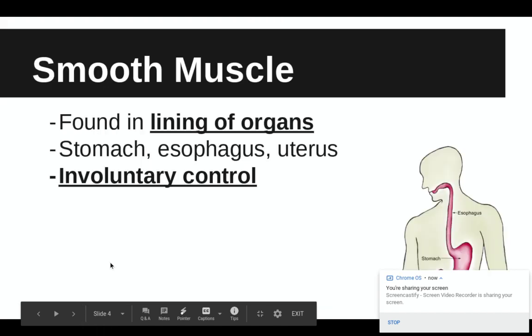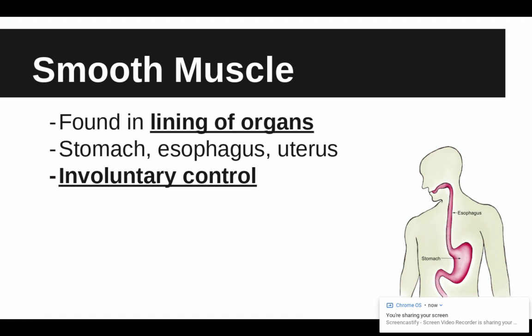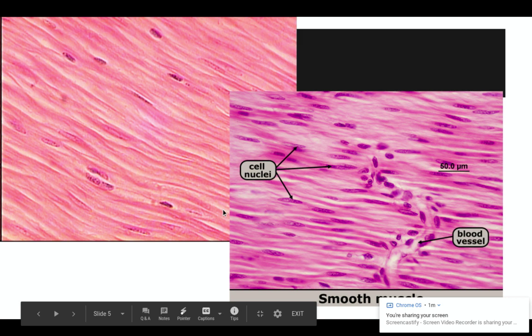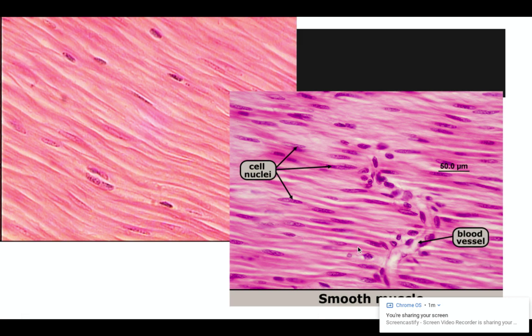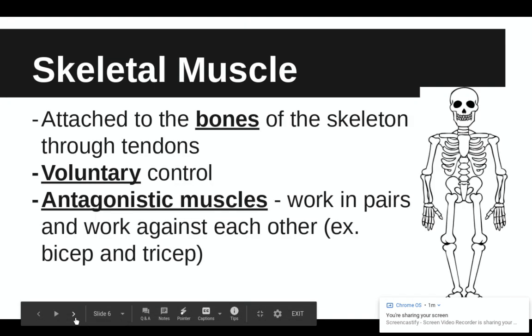Okay, there's smooth muscles. These are the muscles found in the lining of organs, such as your esophagus, your stomach, uterus for women. Okay, again, involuntary control. So this would be the muscles that control peristalsis in the esophagus and so on. Again, if you look at the muscles and what they look like under a microscope, okay, these would be the nucleus, okay, different blood vessels going through them, and fairly smooth when you look at them.